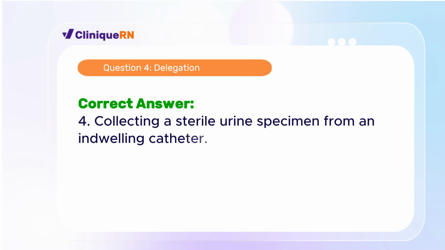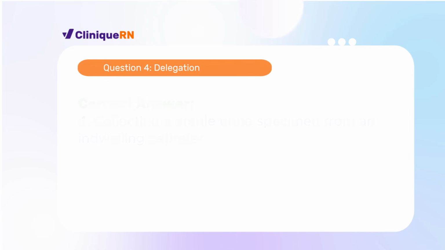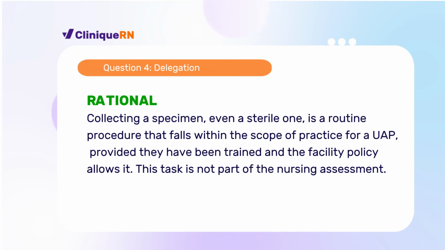The correct answer is 4. Collecting a sterile urine specimen from an indwelling catheter. Rationale: collecting a specimen, even a sterile one, is a routine procedure that falls within the scope of practice for a UAP, provided they have been trained and the facility policy allows it. This task is not part of the nursing assessment.